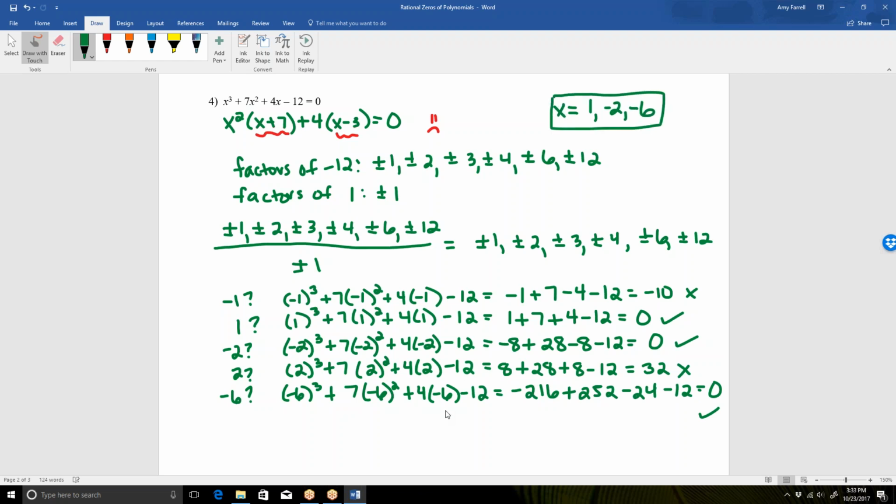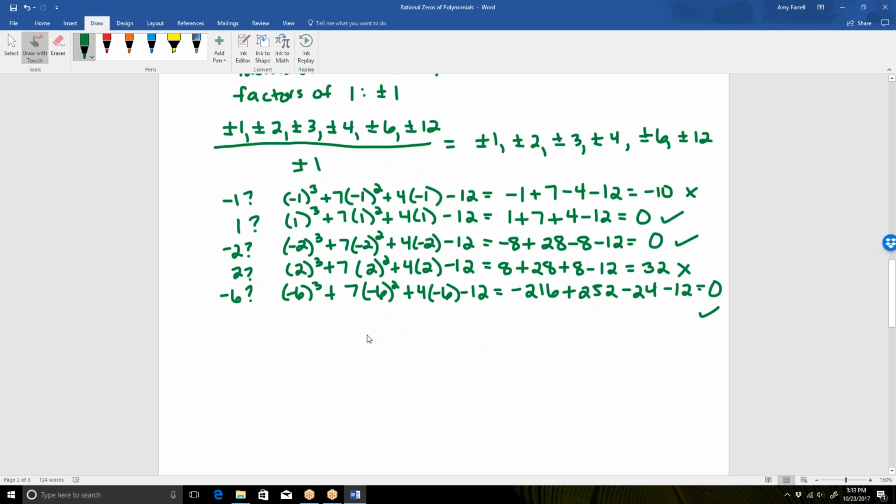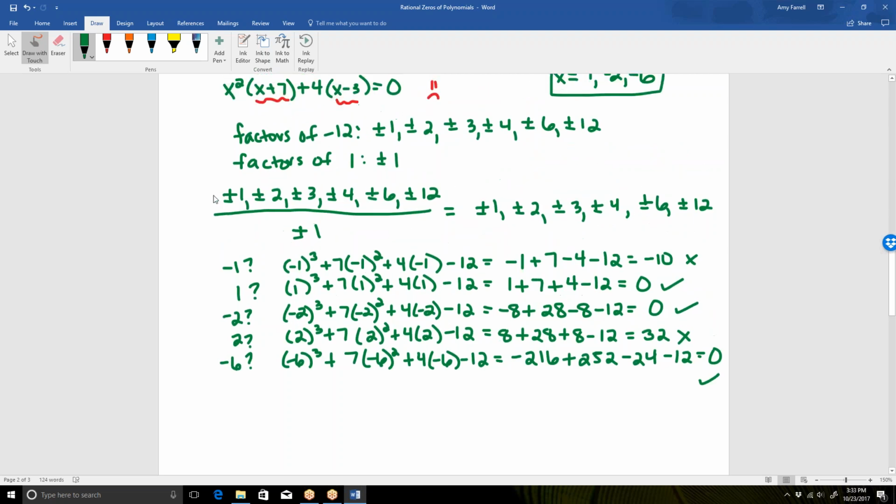But let's talk about another way we might do this, where we don't plug in every possibility to come up with our 3 solutions. Another way to do it is once you find one of them. The very first one I found that worked was the number 1. Once you find one of them, you can use synthetic division. So I found that 1 worked, and I'm going to put 1 in the box. Now, synthetic division is covered in another video, so if you need some help on synthetic division, check out that video.